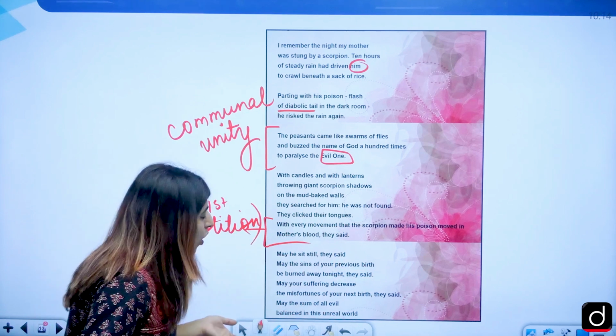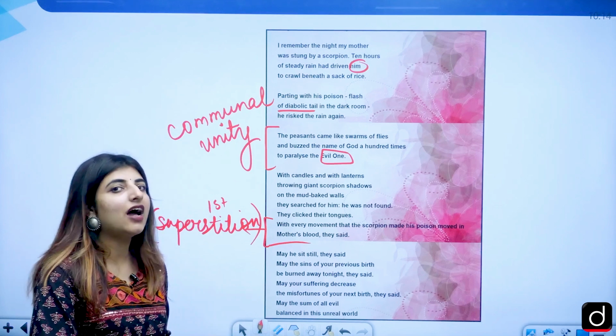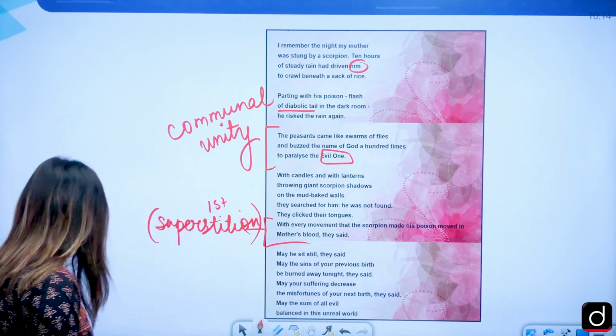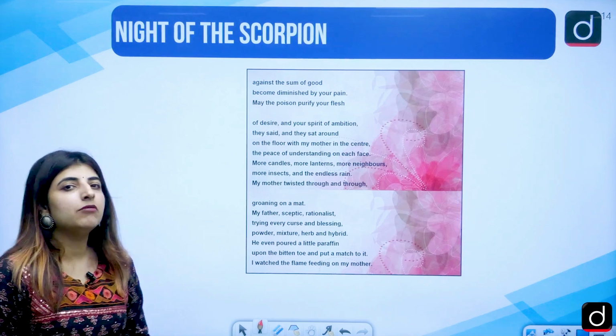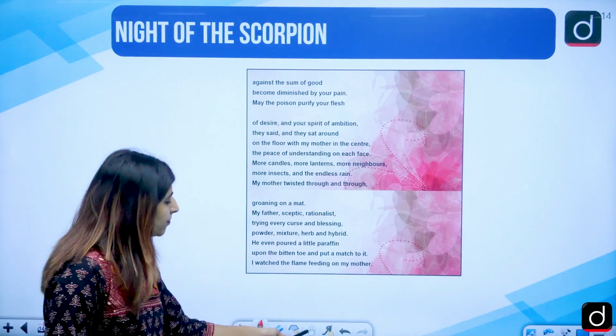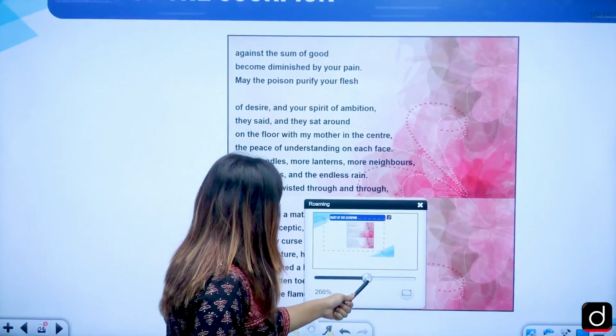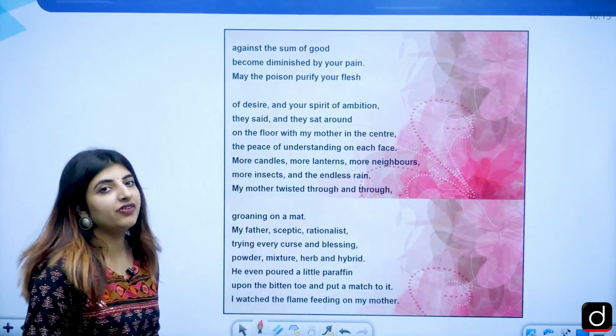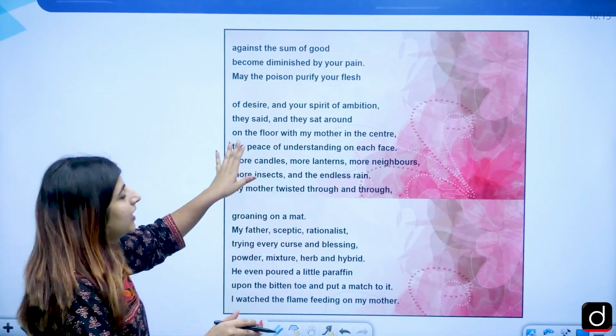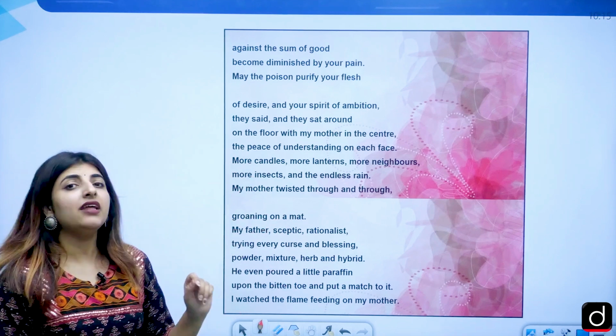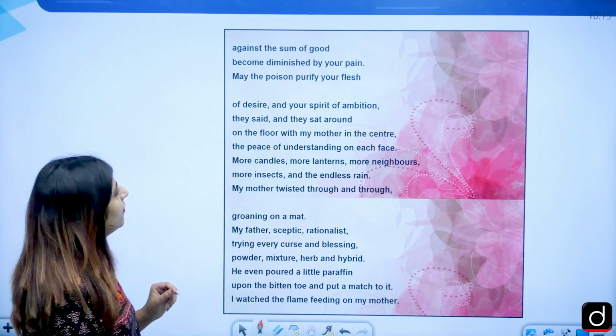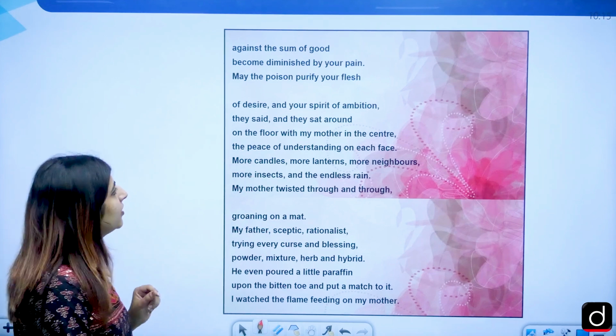May the sum of all evil balanced in this unreal world against the sum of good become diminished by your pain. So even if you are in pain, may those very things get released, right? Because you are suffering. May the poison purify your flesh of desire and your spirit of ambition, they said.